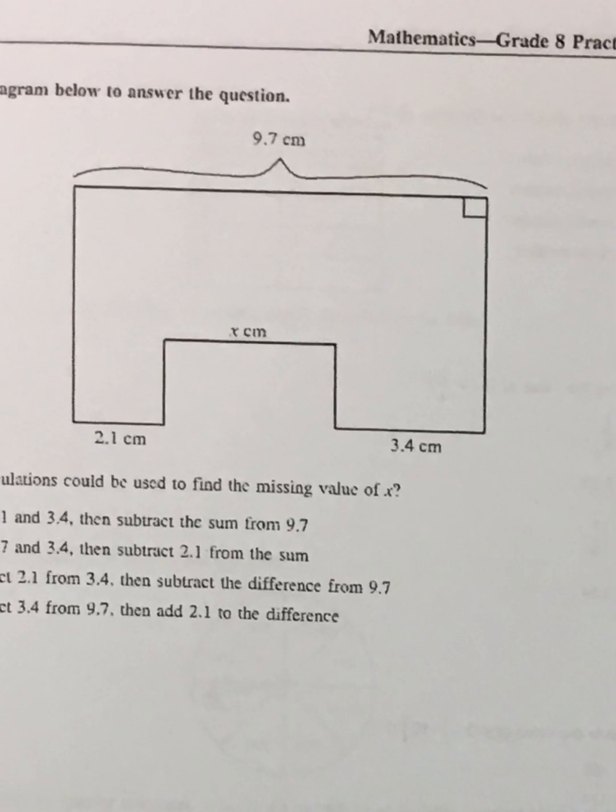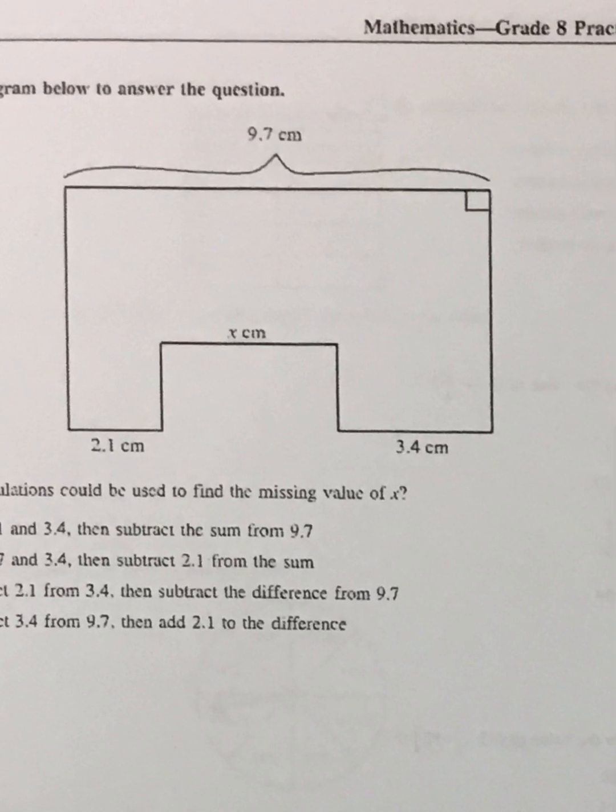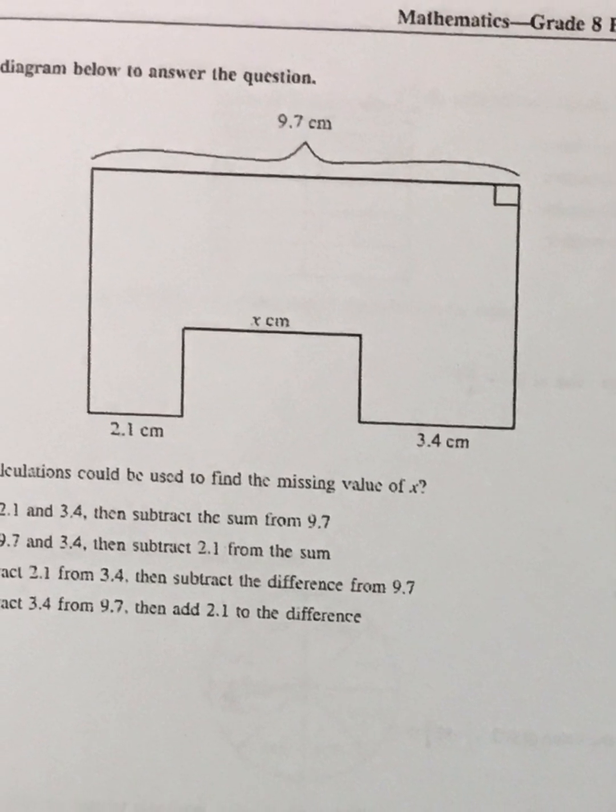Okay, so looking at number 1, it gives us a diagram. Understand the diagram. Understand all of its different parts, okay? You might think, oh, it wants me to solve for x, but when you look at the answers, does it have a numerical answer? No, okay? So read the directions. Which calculations could be used to find the value of x?